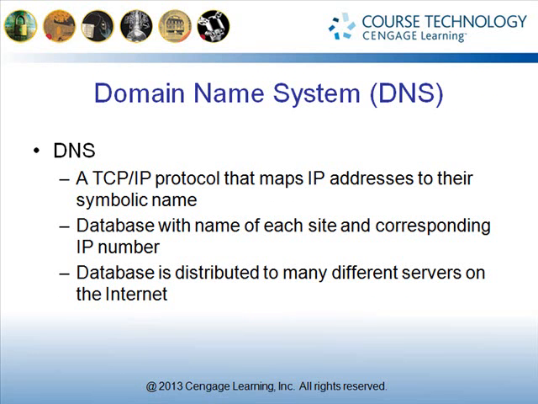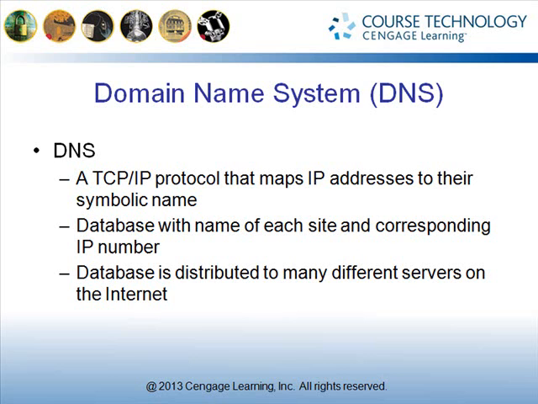Domain name system. We've spoken about the domain name system previously. Domain name system is a TCP/IP protocol that resolves an IP address to its equivalent symbolic name. So we're mapping 69.32.148.124 to www.course.com. And the DNS is a database organized as this inverted tree hierarchy so that the name of each site and its corresponding number can be resolved.